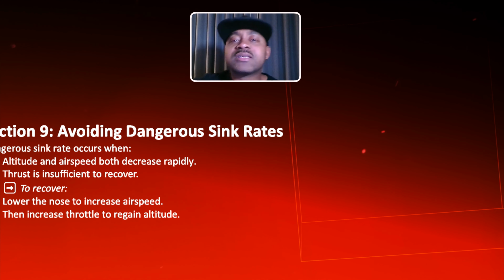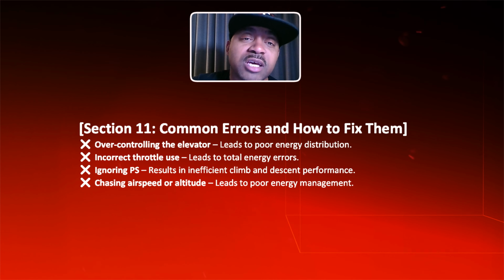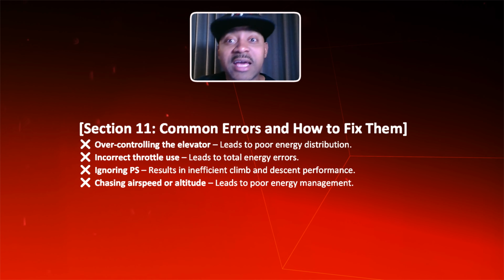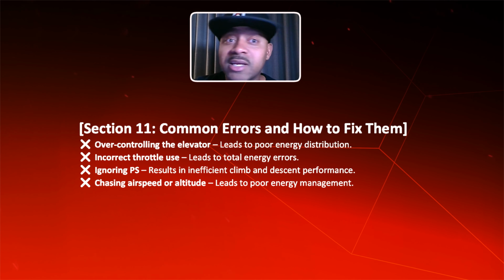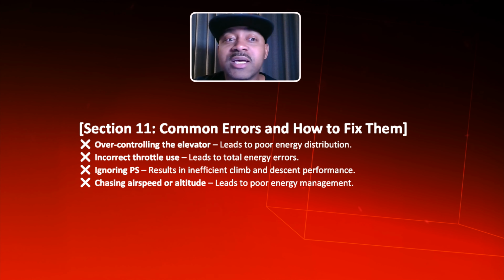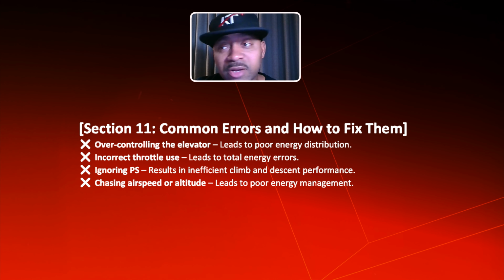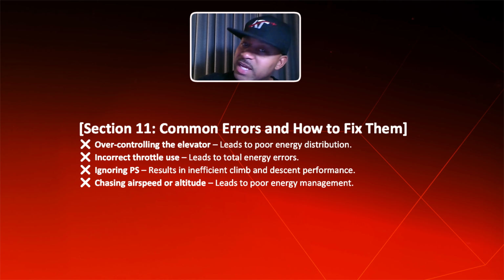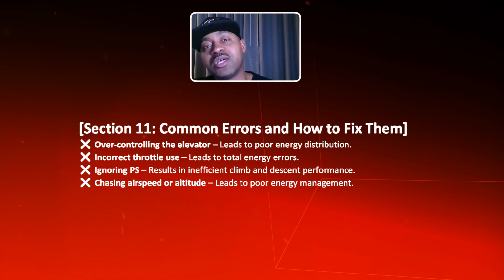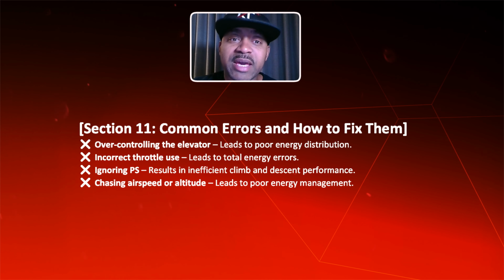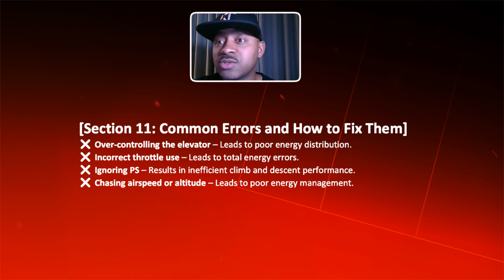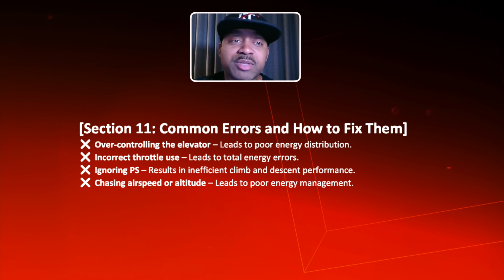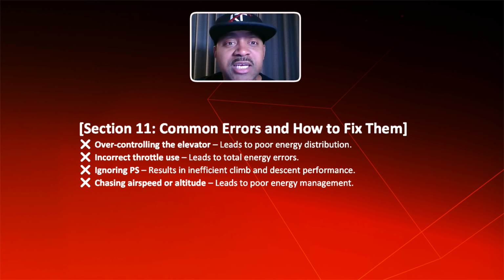A lot of times there are errors that happen, and we're going to talk about some of those common ones and how you fix them. If you over control the elevator, which can lead to poor energy distribution, if you're pulling too much or pushing too much, and the airplane's not trimmed, you can end up having really poor energy distribution. Also, if you have bad throttle usage, if you're just throttle jockeying, moving it back and forth fast without actually seeing what the aircraft is doing, you're going to end up with bad energy management when it comes to total loss or too much energy in a particular scenario. The other thing that happens is if you're chasing airspeed to altitude, you're going to be over controlling the aircraft, and that's going to lead to poor energy management.